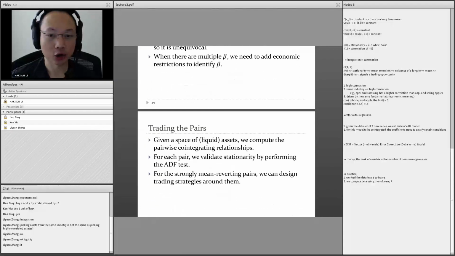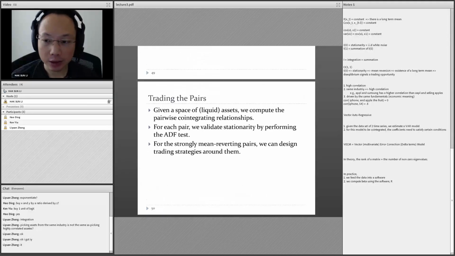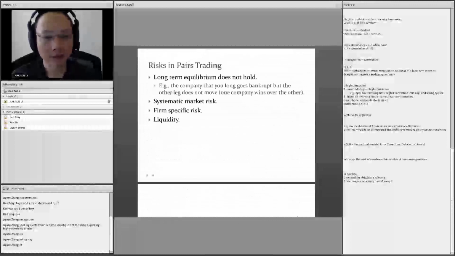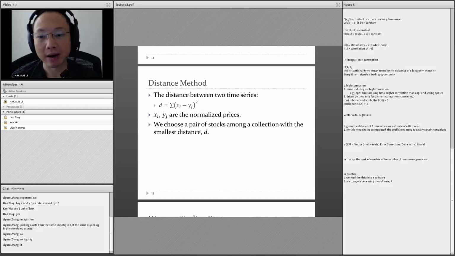Okay, so the trading strategy will be like this. Given a space of liquid assets, remember what we talked about is the distance method. Among the millions of pairs, we compute the distance and pick the one with the smallest distance. But there's no guarantee it works, because the smallest distance doesn't mean anything. It just means that they move together, but it doesn't quantify what moving together means, and it doesn't define what we can predict. It doesn't feel right. It's not a statistical property.